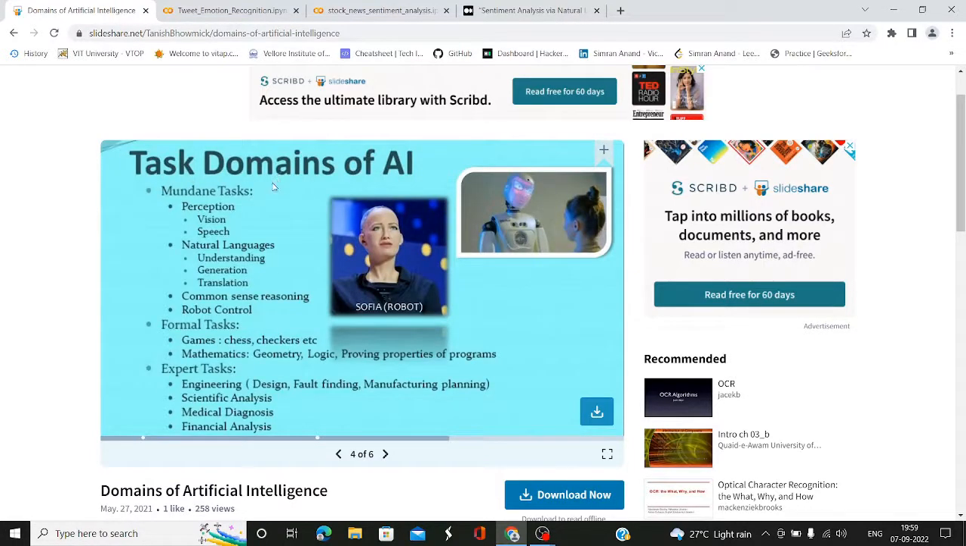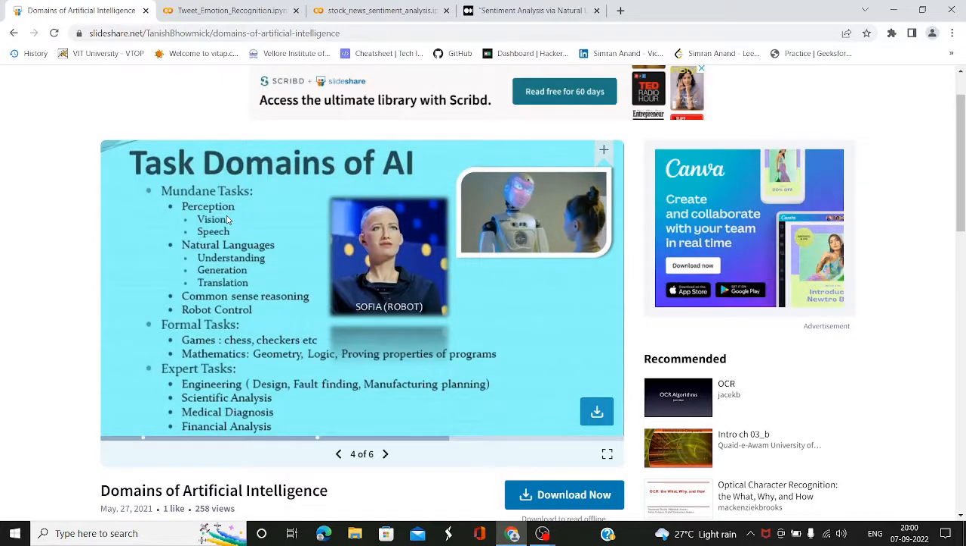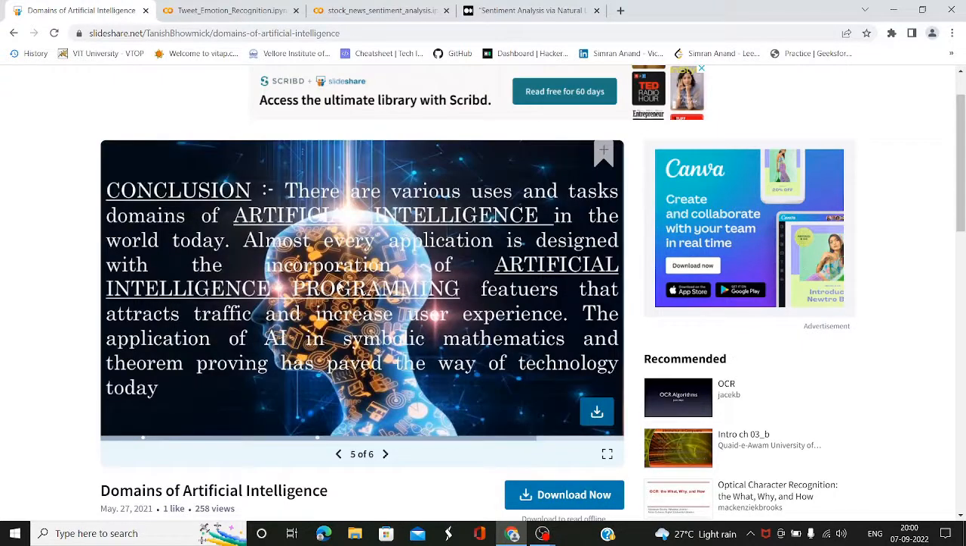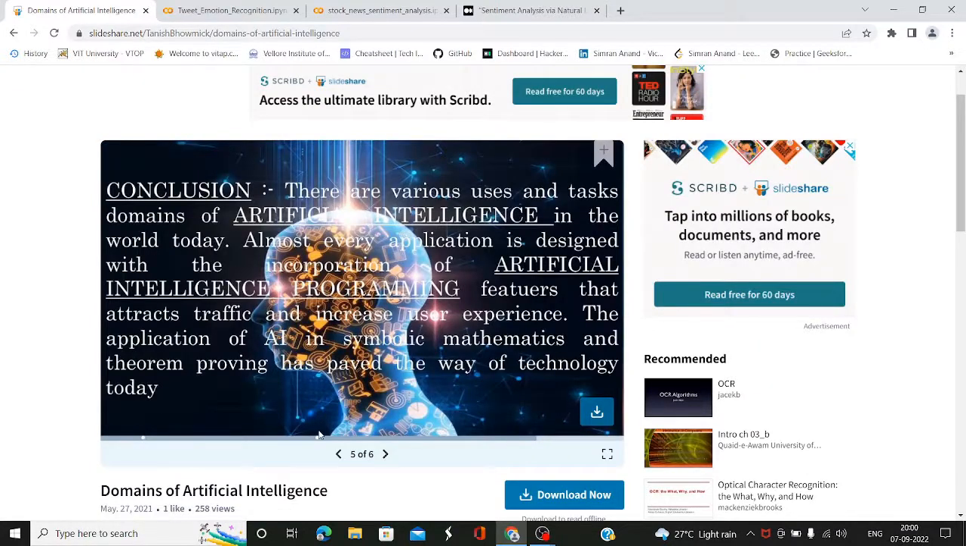So here, task domains of AI, as you can see here: perception, vision, speech. There are various automatic speech recognition systems like ASRs, even the Google and Siri voice assistants and Amazon's Alexa. They all work on the principle of natural language understanding as they work on speech data, text to speech conversion, and vice versa. There are formal tasks in games. A lot of mathematics is involved in artificial intelligence, as well as stock market analysis, financial analysis, and even in the medical field, artificial intelligence is being leveraged. So this is a small brief I have given about artificial intelligence with the help of this PPT.